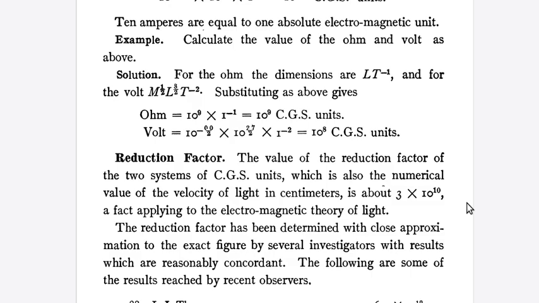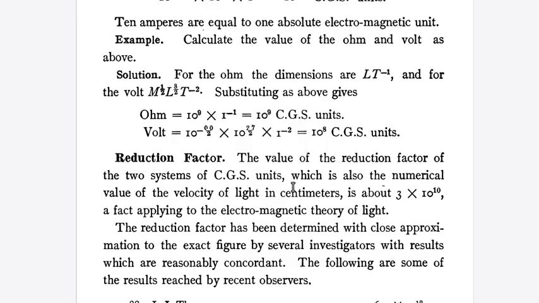Solution. For the ohm, the dimensions are length multiplied by time raised to the power of -1. For the volt, the dimensions are mass raised to the 1/2 power, length raised to the 9 over 2 power, and time raised to the power of -2. For the ohm, 10 raised to the power of 9 multiplied by 1 raised to the power of -1 equals 10 raised to the power of 9 CGS units. For the volt, 10 raised to the power of -11 over 2 multiplied by 10 raised to the power of 27 over 2 multiplied by 1 raised to the power of -1 equals 10 raised to the power of 8 CGS units.